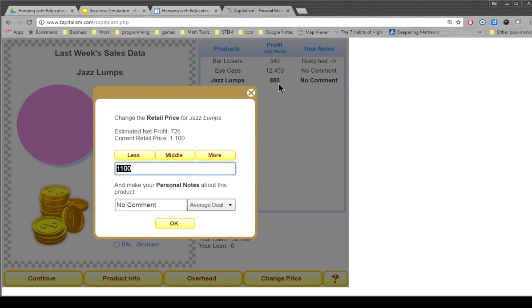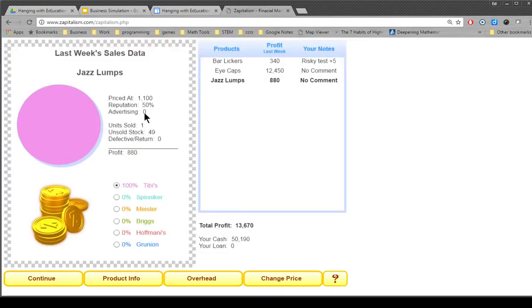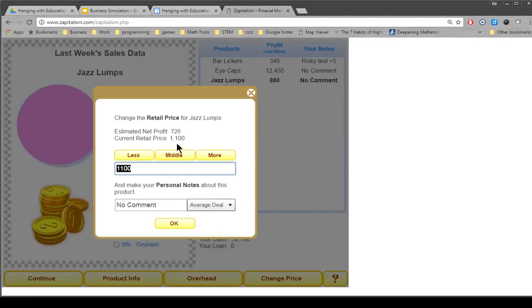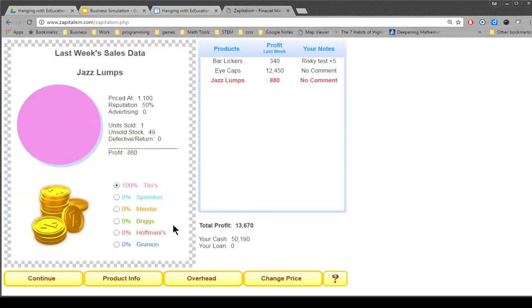$880 what I sold it last week. Oh, wait, is that right? No, I priced it at $1,100. All right, so I'm going to change price. I had it at $1,100. Let's bring that down to $900 just to see what happened. Whoops. And I'm going to put down here that was a bad deal last time. Let's just see how that goes from turn to turn.